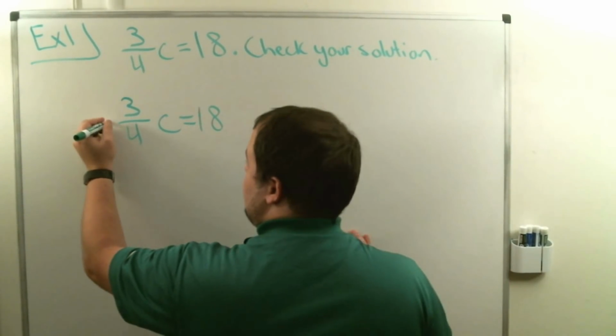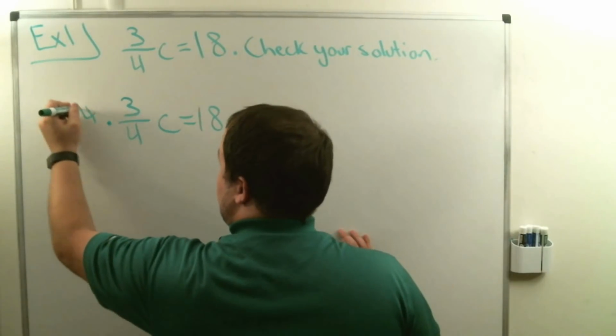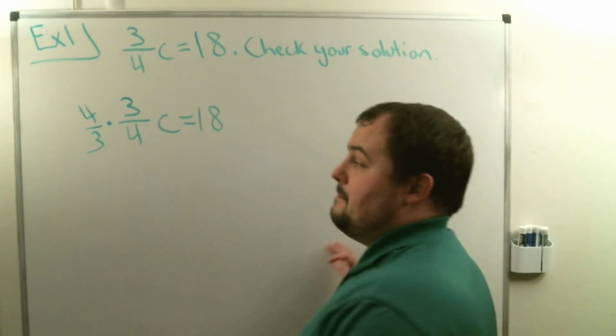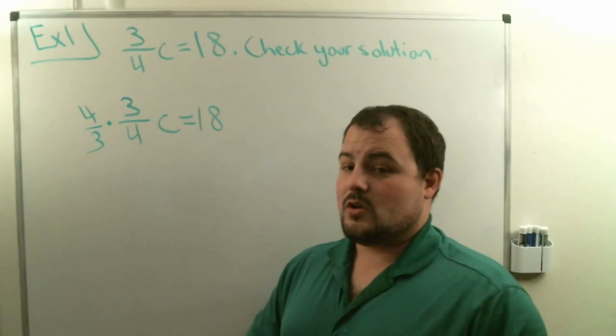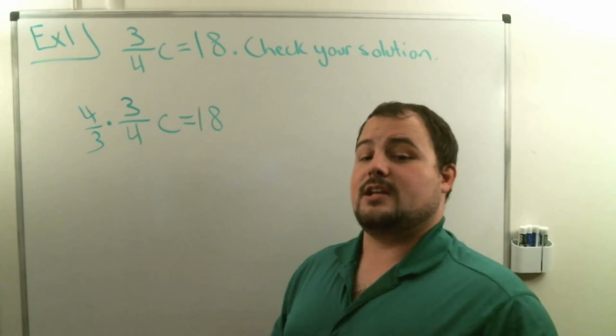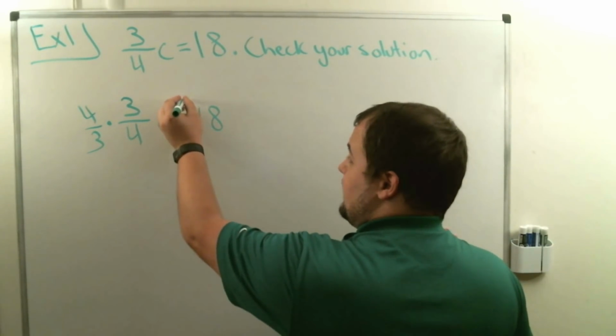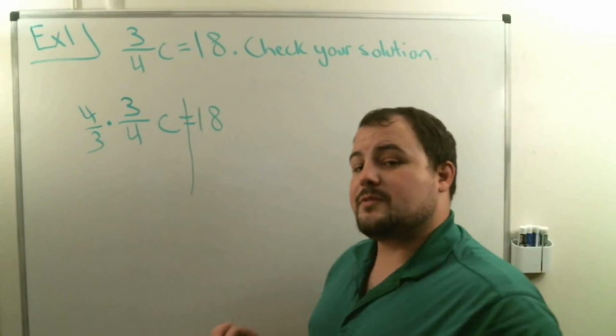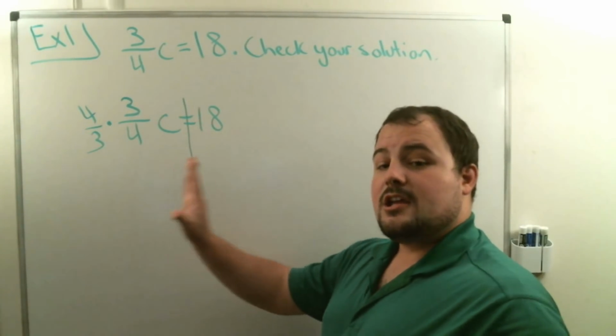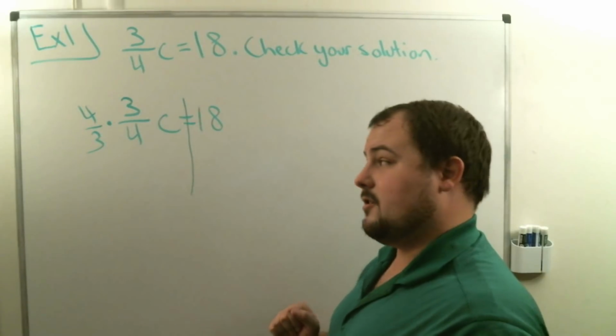So we're going to multiply the left side by the same fraction flipped upside down. Now, in mathematics, one of the biggest rules that you have to understand is, if there's an equal sign, if you do something to the left side of the equal sign, you have to do the same thing to the right side of the equal sign.